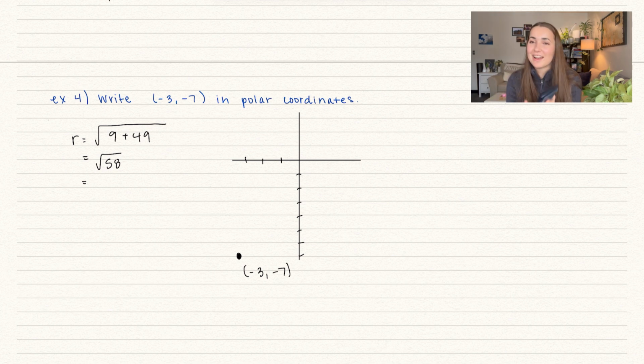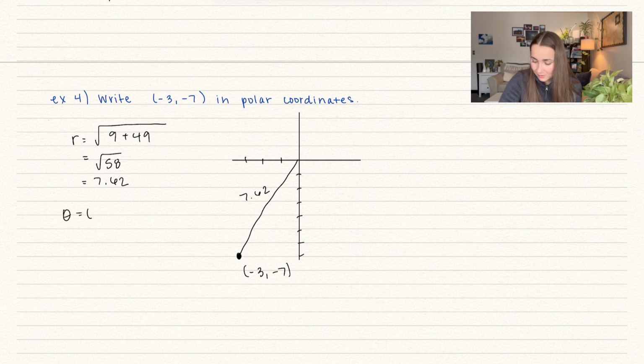which is equal to, here's my calculator. I've had it for so long. It's so cute. Okay, so we're going to do the square root of 58. This is equal to, I'm just going to round to 2 decimal places, 7.62. So we're going to have a very long radius. This is 7.62.